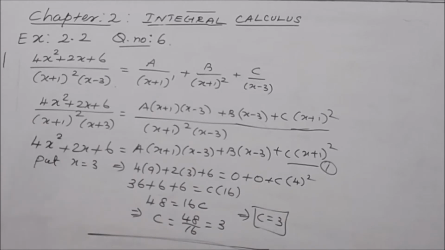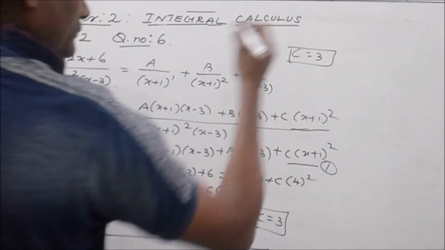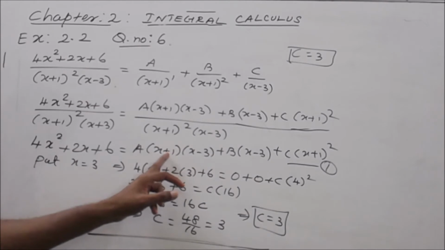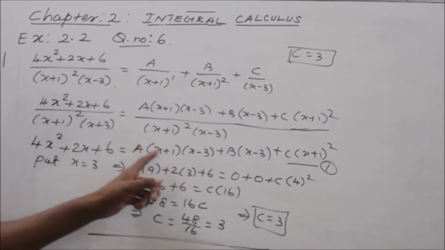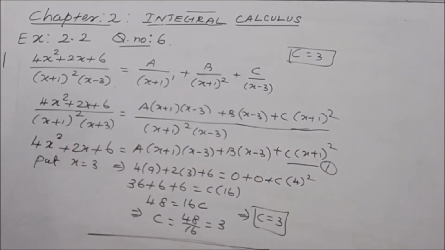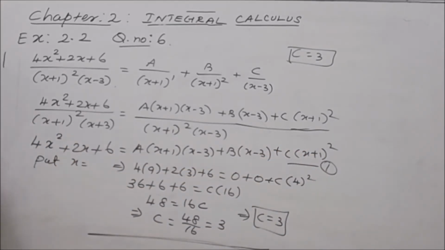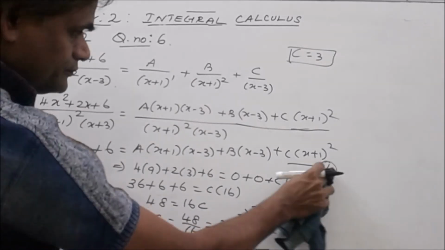Now C is equal to 3 here. Now substituting another value for x. Here we have x + 1, so substituting x = −1, the terms containing A and C become 0. Now I am choosing x = −1. Put x = −1.